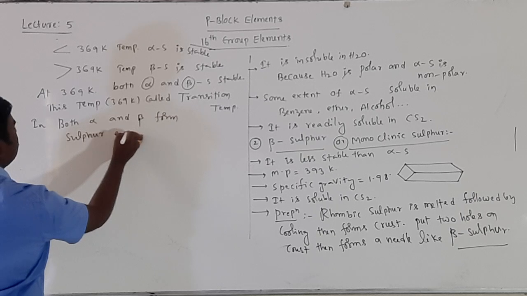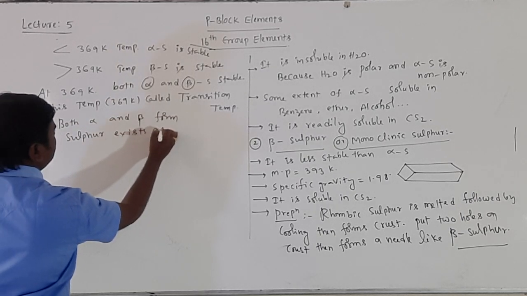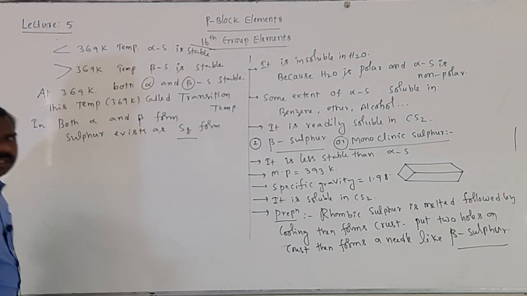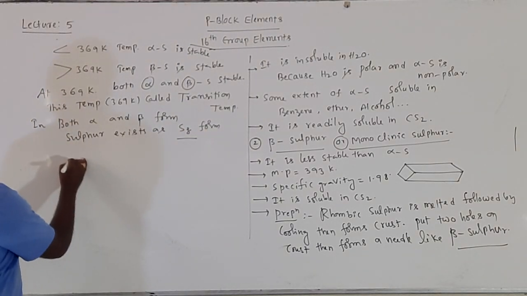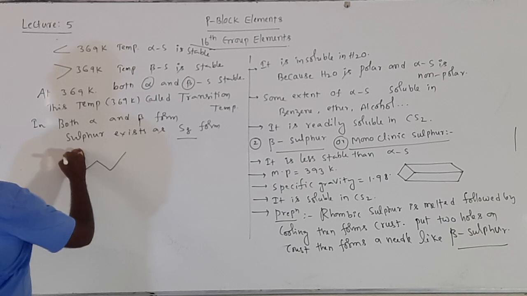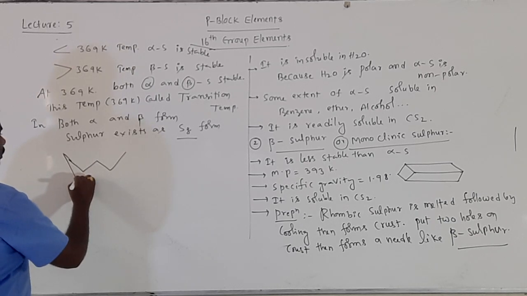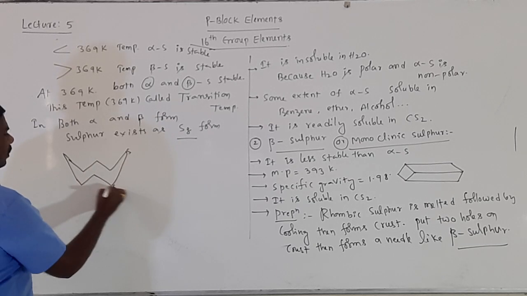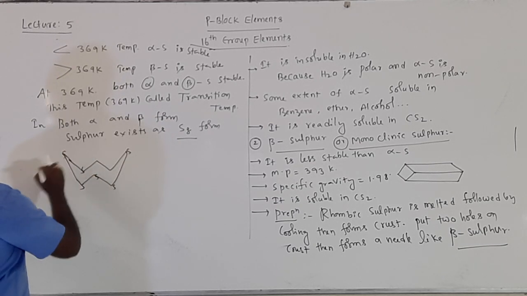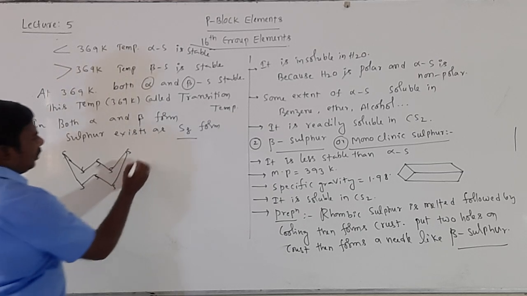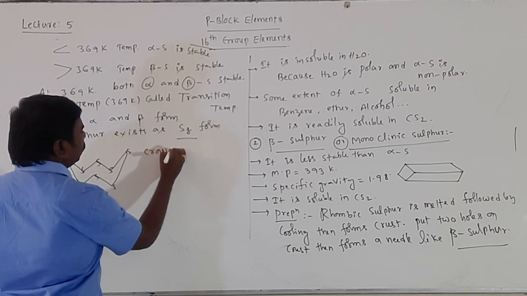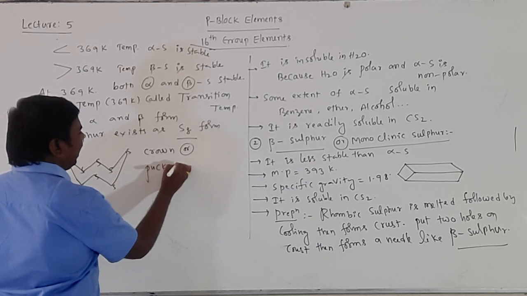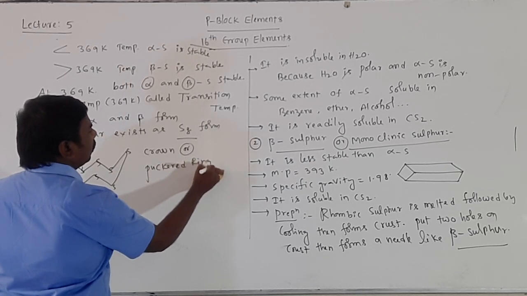Next, in both alpha and beta forms, sulfur exists as S8. It means an S8 ring. So, the structure is a crown structure, otherwise also called a ring structure. Sulfur, sulfur, sulfur, sulfur. There are 8 corners. It is crown shape, also called puckered ring structure.